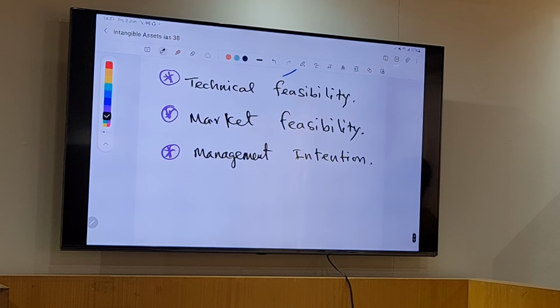Management intention. The management should be willing to complete the development. If not, no use. After all, you find out technical feasibility tick, market feasibility tick, but 2 months later, management comes and says, no, we don't want to do this. Then you cannot say that it is an intangible asset. Fourth condition.